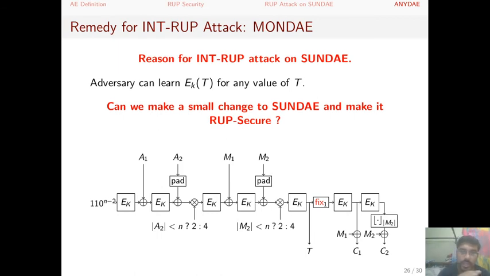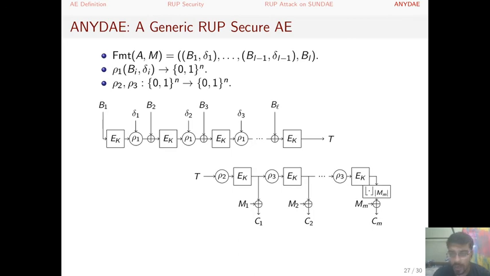So the construction of Monday is exactly similar to the Sunday construction, except that there is a fix one function in between the tag generation and the encryption phase. Okay, so apart from this, we have also observed that we can actually generalize this design. So we have come up with a new generic RUP secure AE design, which we call ANYDAE.